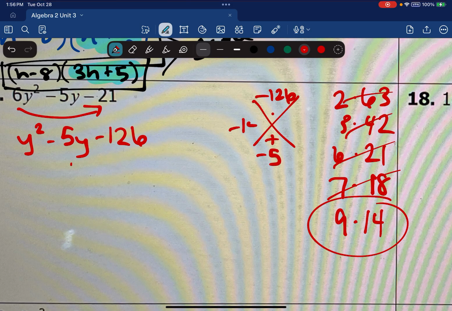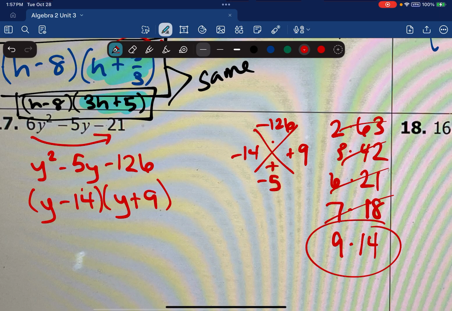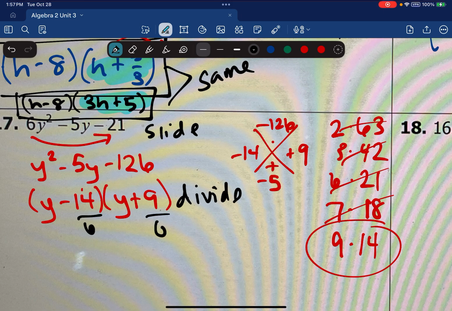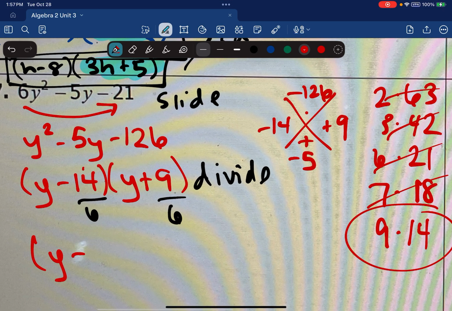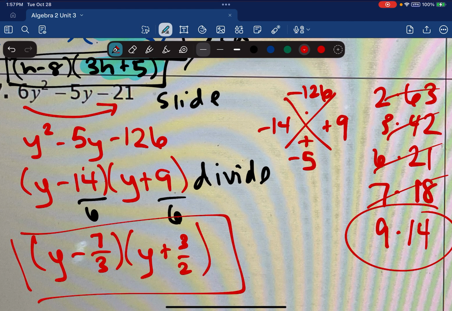If I have a negative 14 and a positive 9, I would multiply to be negative 126, but add to be negative 5. So my two factors are y minus 14 and y plus 9. Now we must divide. We did the slide. Now we must divide. Divide each of the pieces by 6. So my factors are y minus 14 over 6 is 7/3 if I divide the top and bottom by 2. If I divide the top and bottom by 3, I'm going to get 3/2. Here are my two factors.